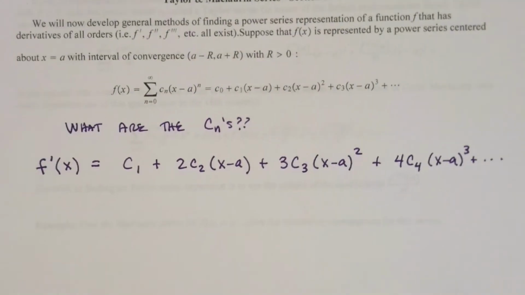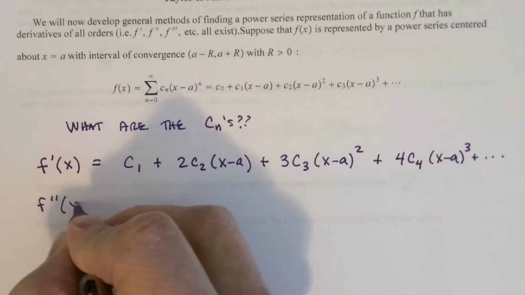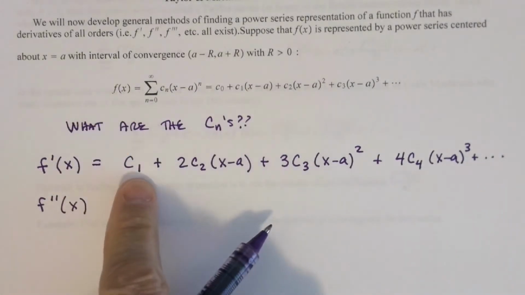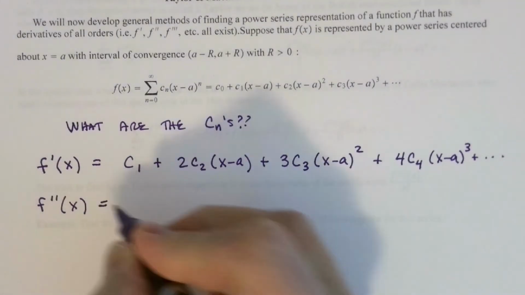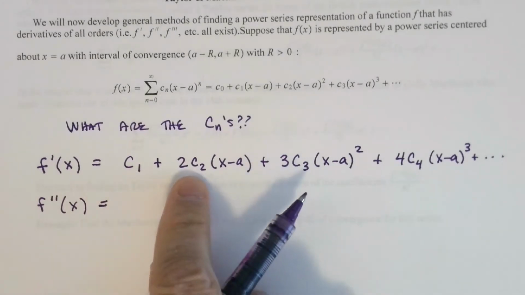Okay, so let's continue. Let's find a power series representation for the second derivative of our original function. Now I'm taking the derivative of these terms. The derivative of c1 is 0 because it's a constant. What's the derivative of this thing going to be?